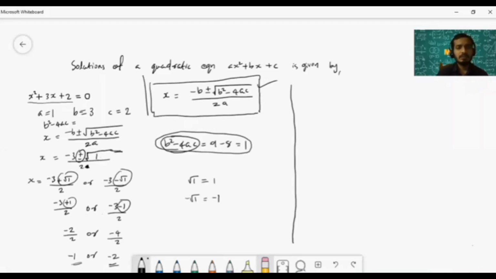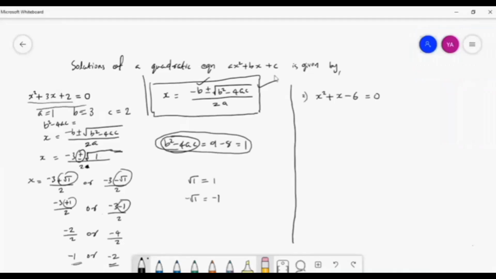Okay. So the next question, you write the second question like this: x square plus x minus 6 equal to 0. This is the given quadratic equation. You apply this formula to find the solution. Identify A, B, and C. Find out B square minus 4AC. Then write the formula, substitute the values of B square minus 4AC and A, then solve it. Identifying A, B, C, this step you can avoid, okay? You can do this in your mind, no problem. So simply start with B square minus 4AC.